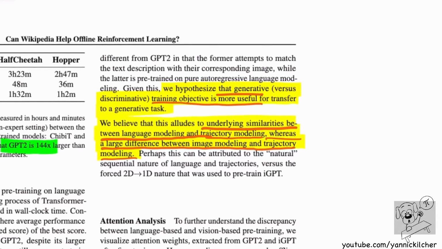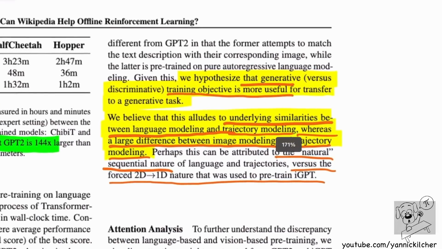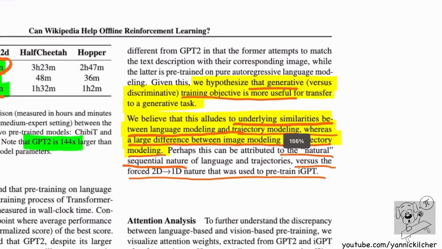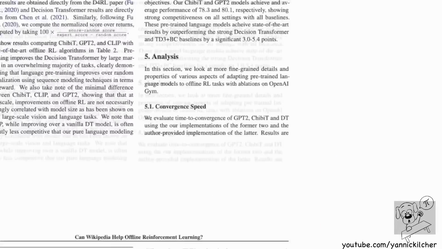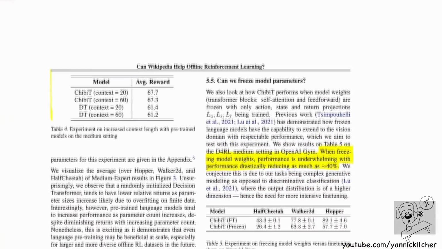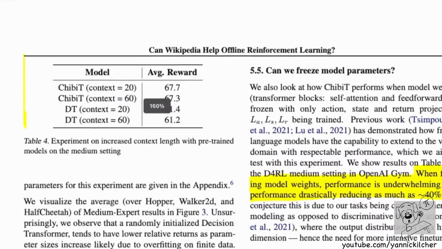They say language modeling has a natural sequential nature, versus image modeling, which is kind of a forced autoregressive task. I agree with that, but I'm not sure if this is really due to language being particularly similar, or whether, as I said, it might just be a good prior. This would be an interesting question to investigate. And it might ultimately turn out to be the same thing.